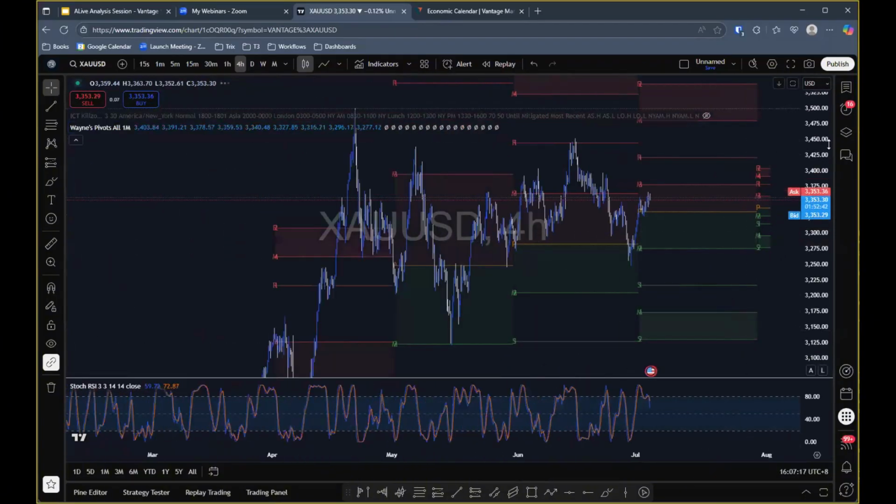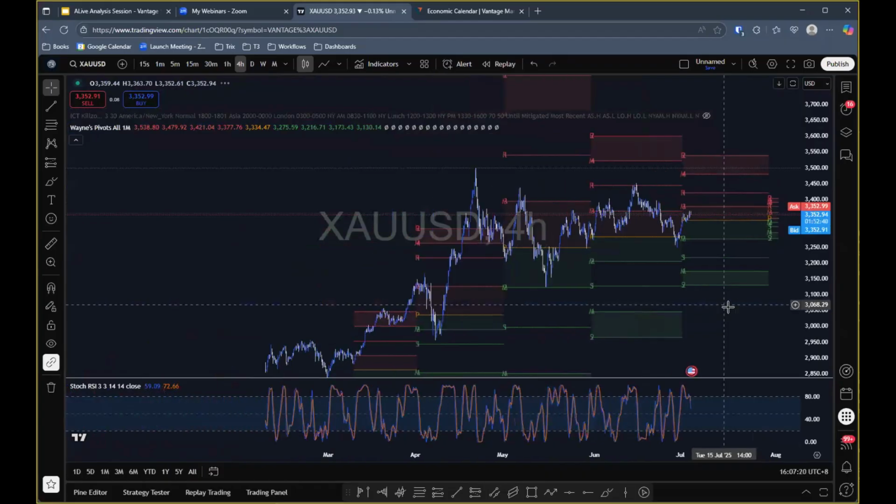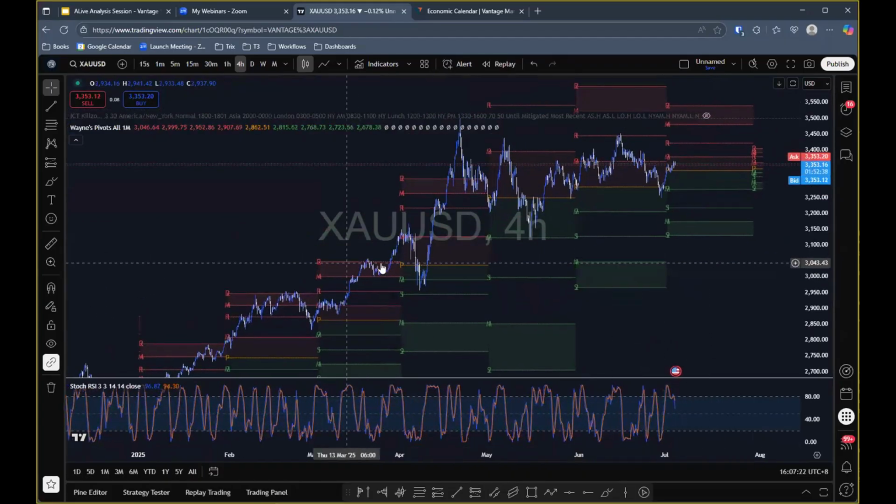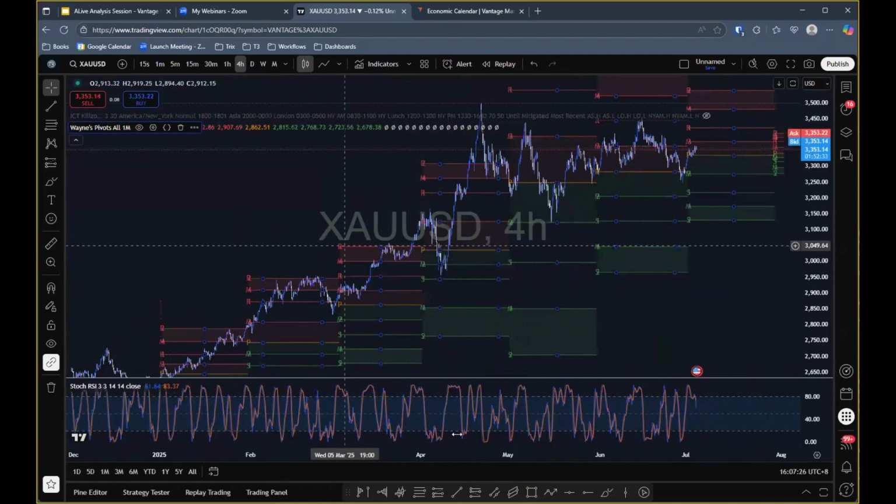Generally for gold, we are bullish, but where are we bullish? We're bullish above this key level here. So why are we bullish above this key level?